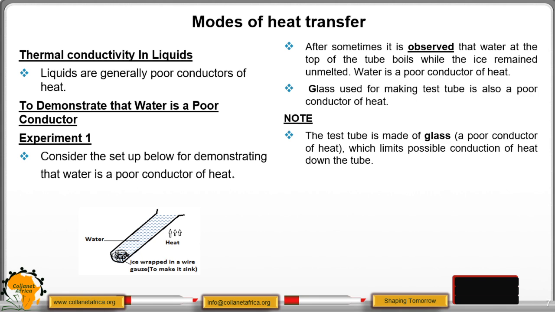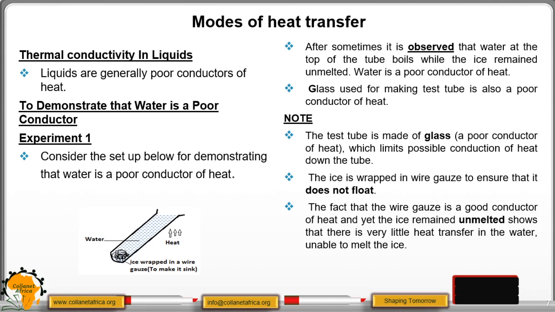So we need to note the following. One, the test tube is made up of glass, which is a poor conductor of heat, and this limits the possible conduction of heat down the tube. Then number 2, the ice is wrapped with a wire gauze to ensure that it does not float. Then number 3, the fact that the wire gauze is a good conductor of heat and yet the ice remained unmelted shows that there is very little heat transfer in the water, which was unable to melt the ice.